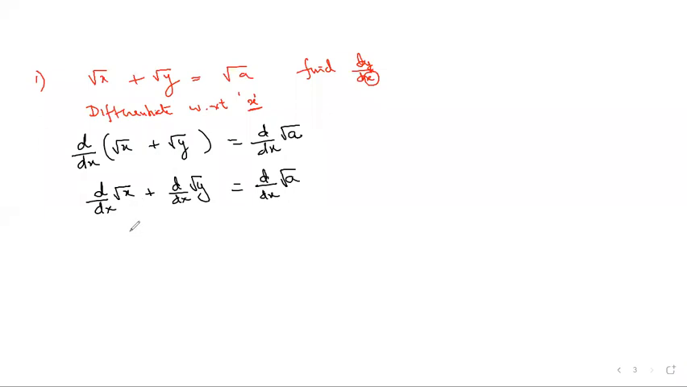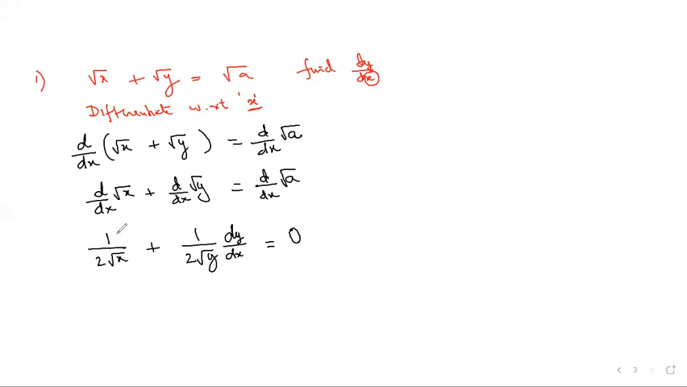Now tell me what should I do as the next step? Tell me the derivative of root x. 1 upon 2 root x. Root y: 1 upon 2 root y dy by dx. This is what I said. If it is a y term, it will be followed by a dy by dx. Function is in y, so it will be followed by the derivative of y. And most important, what is the derivative of root a? 0. Excellent. Very good.